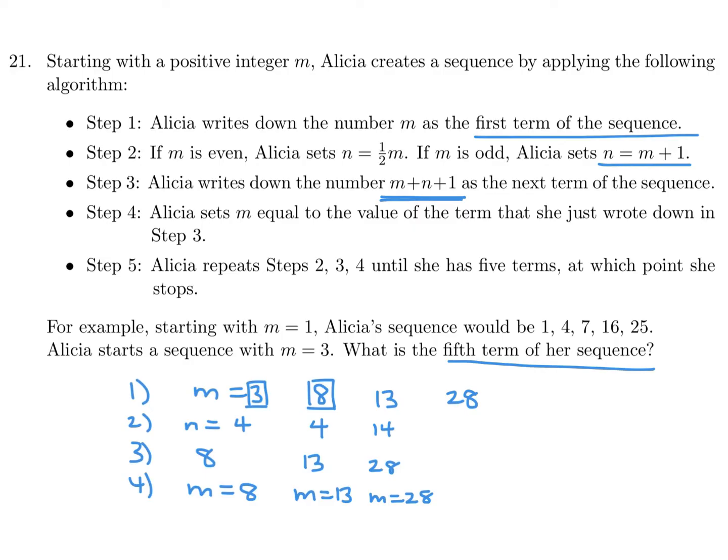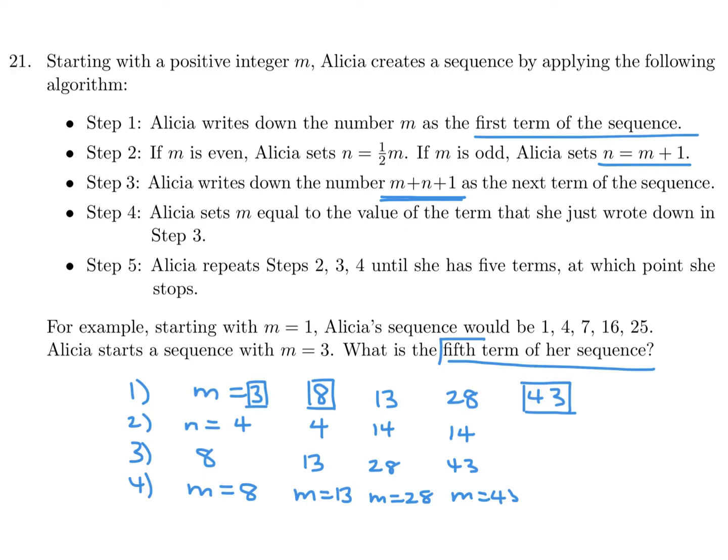Now we go through the process again. It's even, so we have to put m divided by 2, which is 14. Then we have to put m plus n plus 1, which would be 28 plus 14 plus 1, which is 43. And therefore m is 43. And that becomes the fifth term, and that's what they wanted. They wanted the fifth term, and the fifth term is 43.